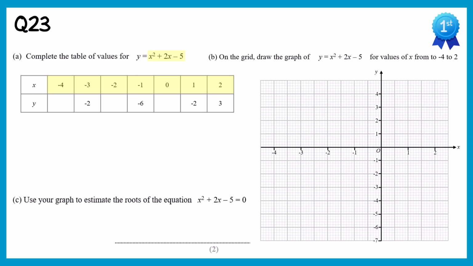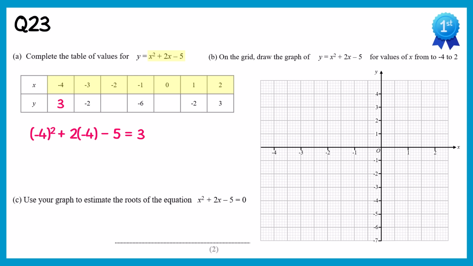We'll start with when x equals negative 4. So we're just going to copy that out again, but replace the x's with negative 4. So instead of x squared, it's negative 4 squared. Instead of 2x, it's 2 lots of negative 4, and then subtract 5. You can just type this straight into your calculator, and it will give you the answer 3. So when x equals negative 4, y is equal to 3.